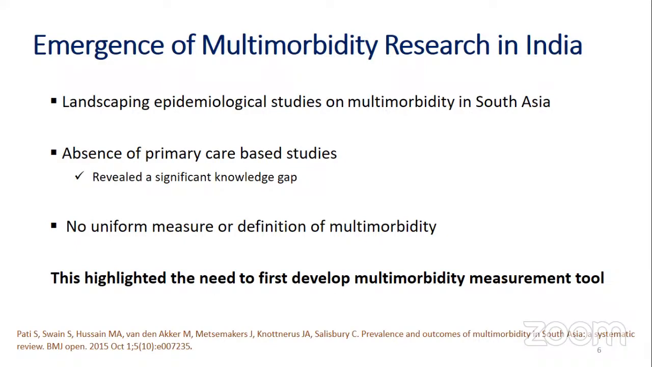It showed that there is an absence of primary care based studies, which revealed a significant knowledge gap, and there was no uniform measure or definition of multimorbidity. This highlighted the need to first develop a multimorbidity measurement tool in India.